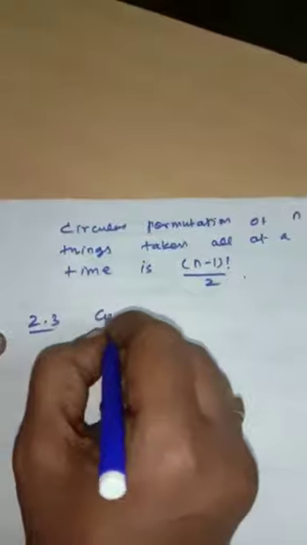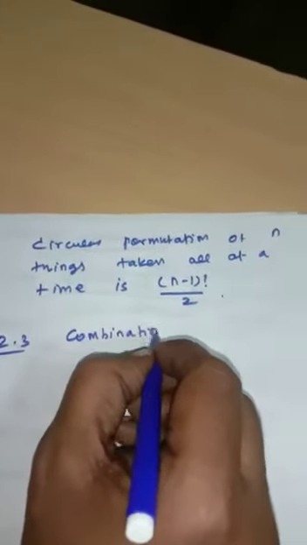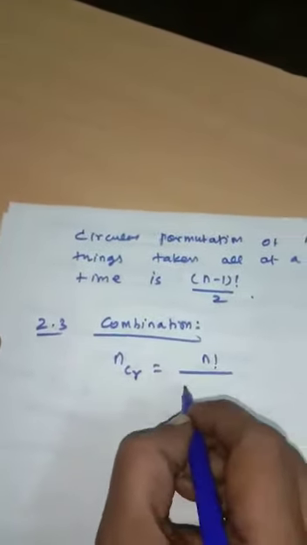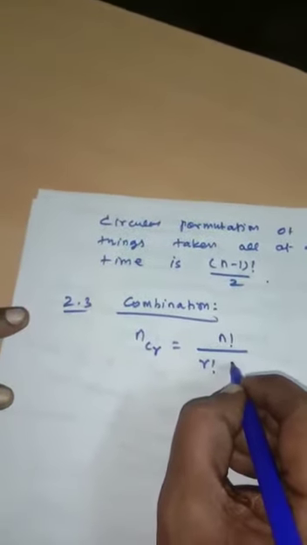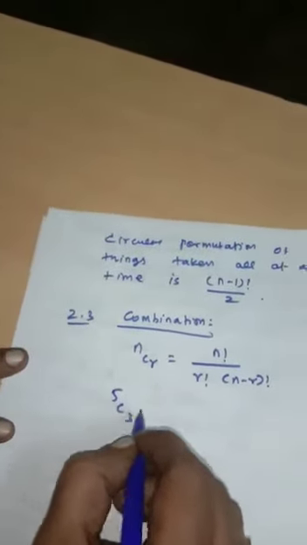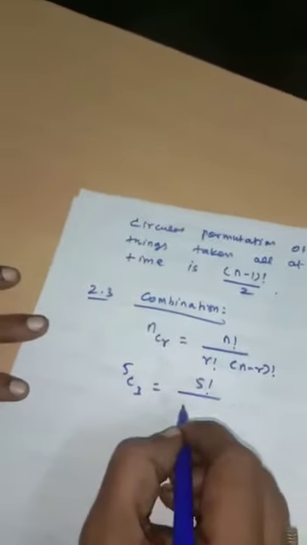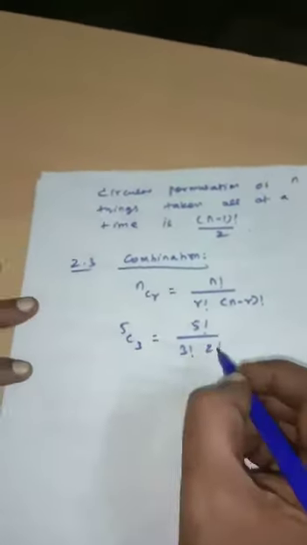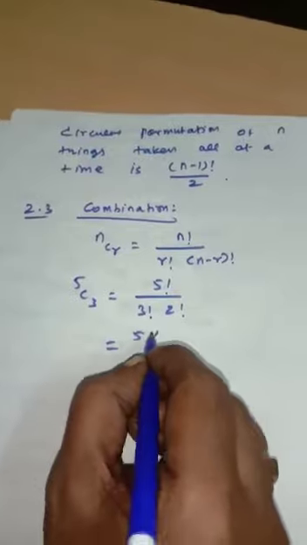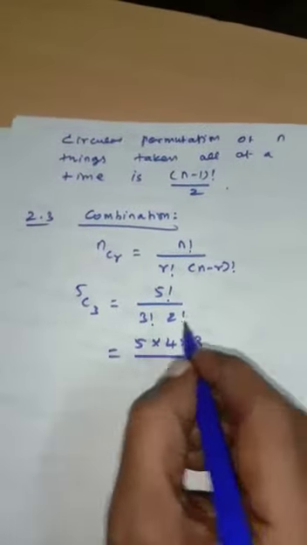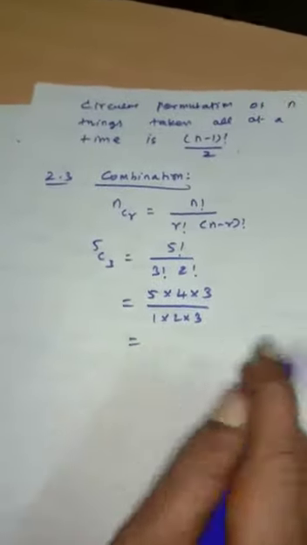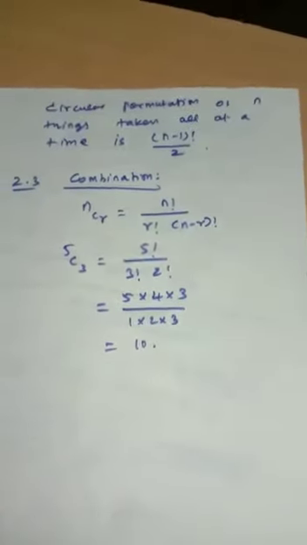2.3 Combination. nCr is equal to n factorial by r factorial into (n - r) factorial. For example, 5C3 is equal to 5 factorial by 3 factorial into 2 factorial. We can write it simply as 5 into 4 into 3 by 3 numbers, 1 into 2 into 3. We can simplify it. We get 10 is the 5C3.